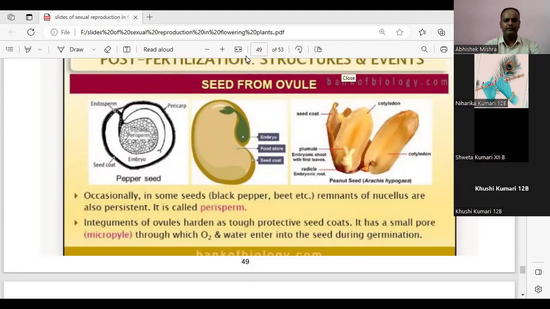Okay, protective layer. And this remains, and this is called perisperm. You can see this in the diagram, in the image which I have highlighted here. The endosperm is there. Pericarp is the outer covering of the seed. And this area is the perisperm.